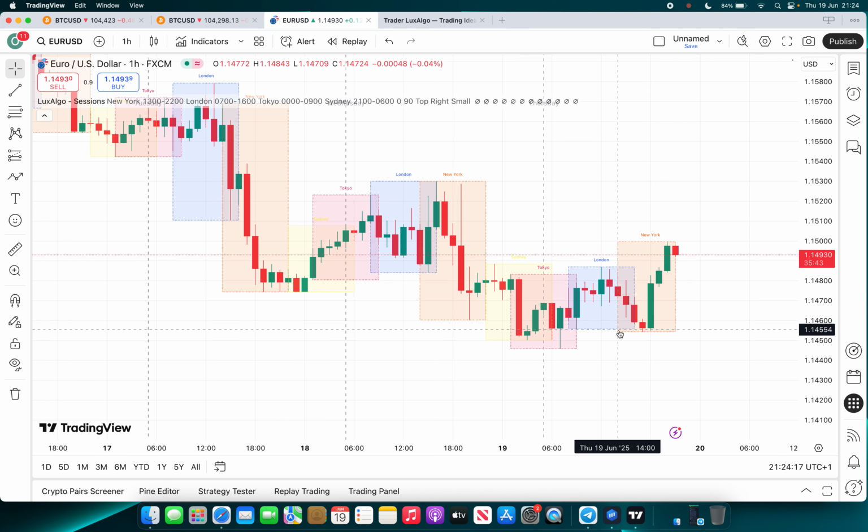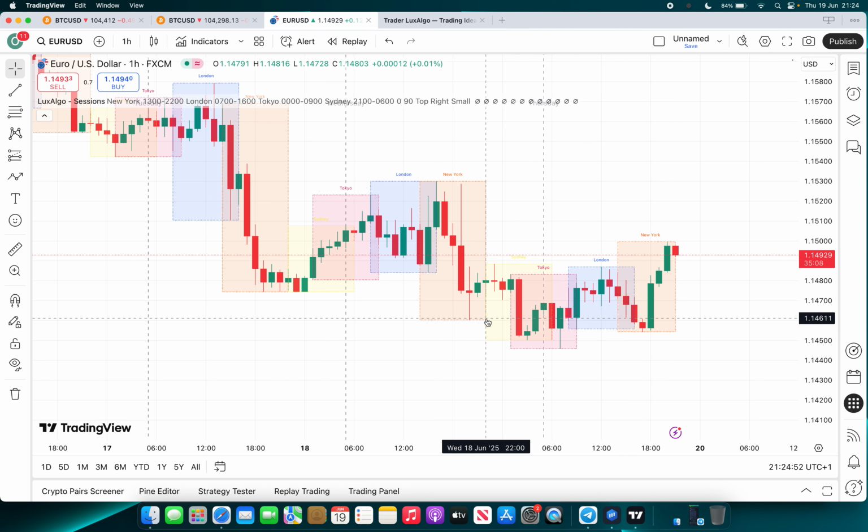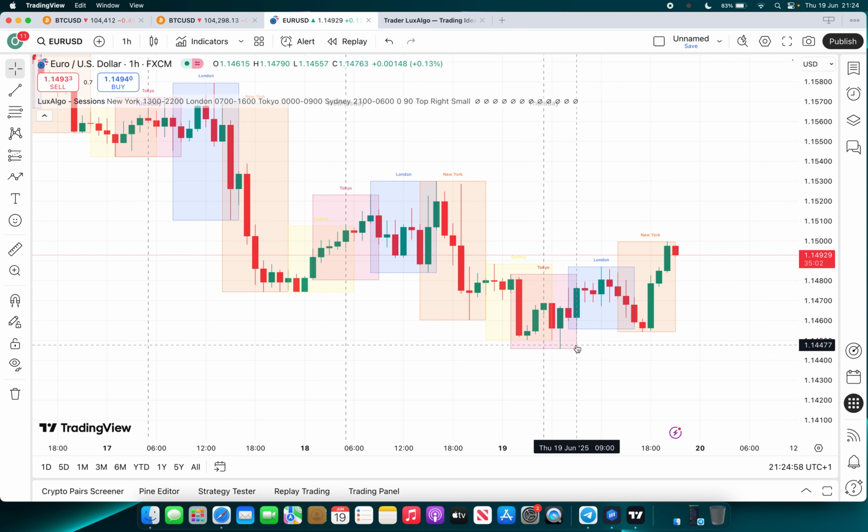New York session usually opens at 2 p.m. Nigerian time, and it closes at 10 p.m. Nigerian time. So we are still in the New York session. When it gets to 10 p.m. here, it will close. London session starts from 8 a.m. to 16, which is 4 p.m. Nigeria time. Then the Asian session starts from 10 p.m. to 9 a.m.